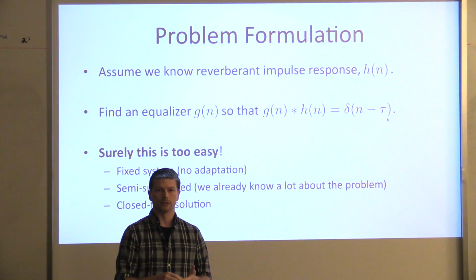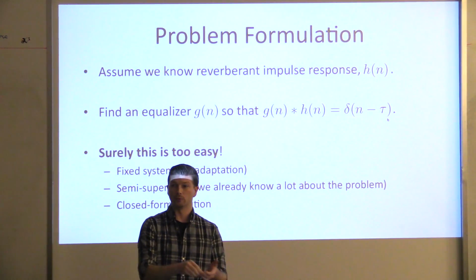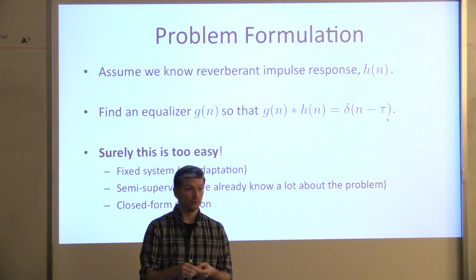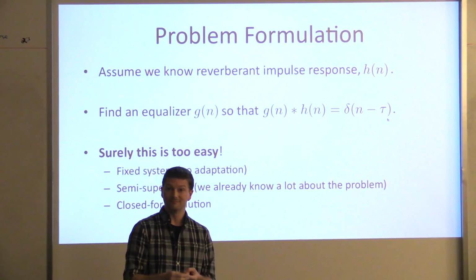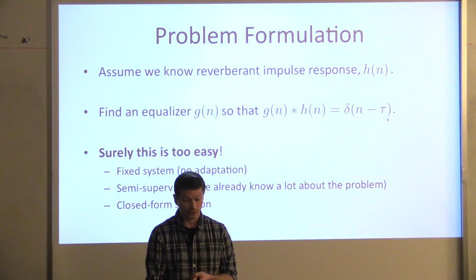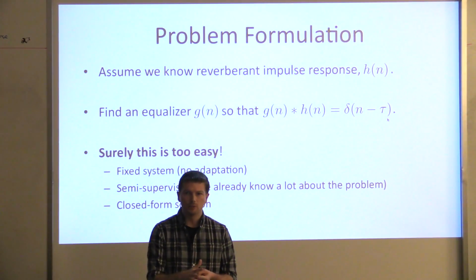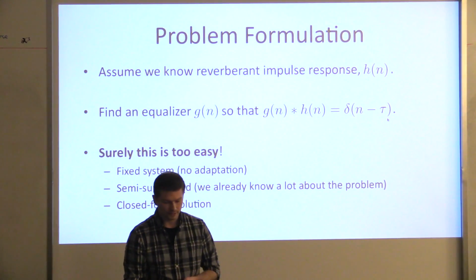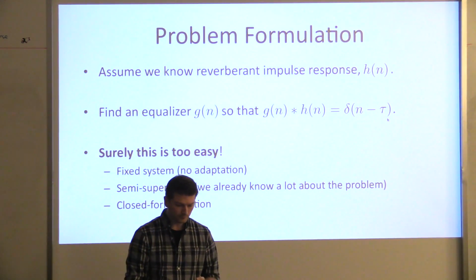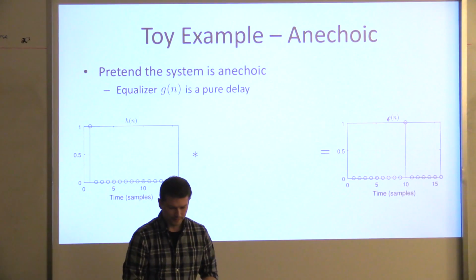Compared with the kind of case where you just have a beamformer or a noise suppressor, which don't really know very much about the environment, we're assuming that we know everything that we need to know within this H of n. And we've got a fixed system, we're going to assume that this doesn't change over time. It's semi-supervised in the sense that we know this channel already, even if we don't know the source signal. And as will be shown later, there's also a closed form solution, so we can actually get to the answer very quickly. So let's start off with a very simple toy example.